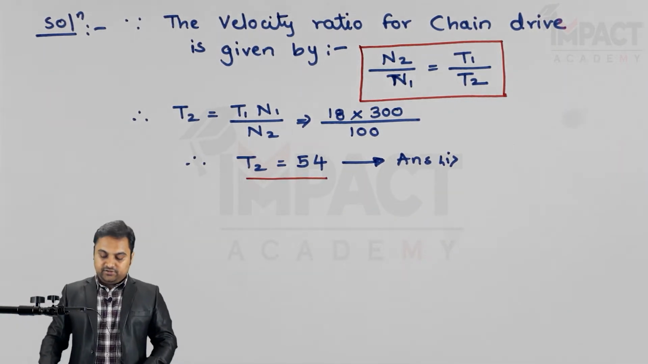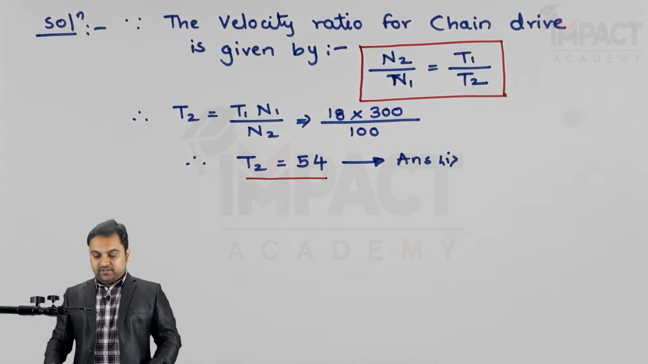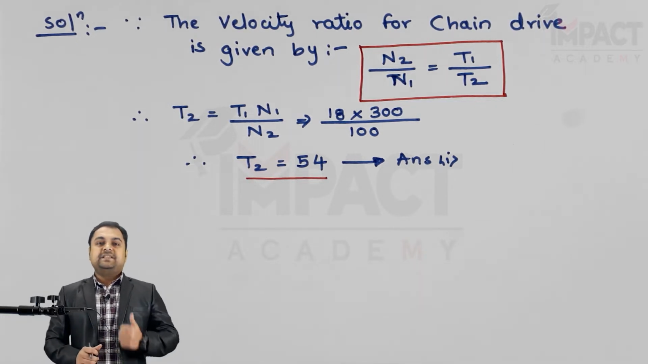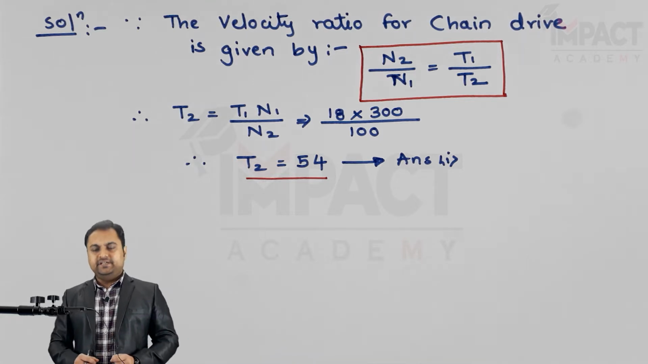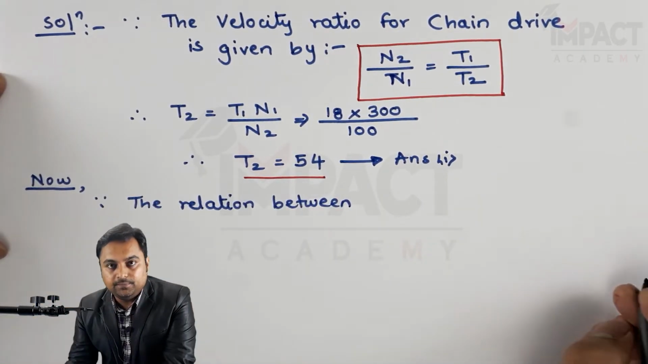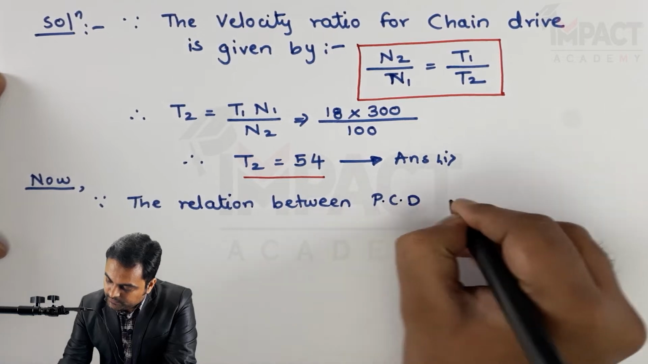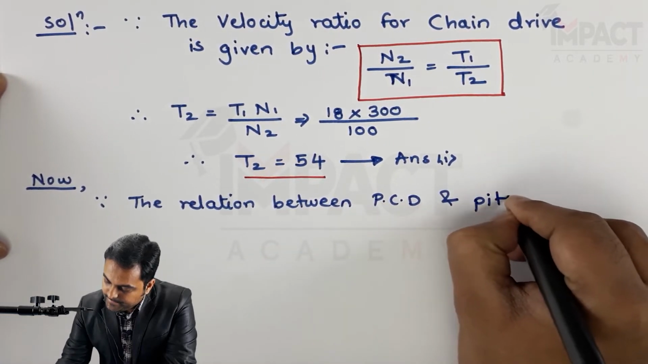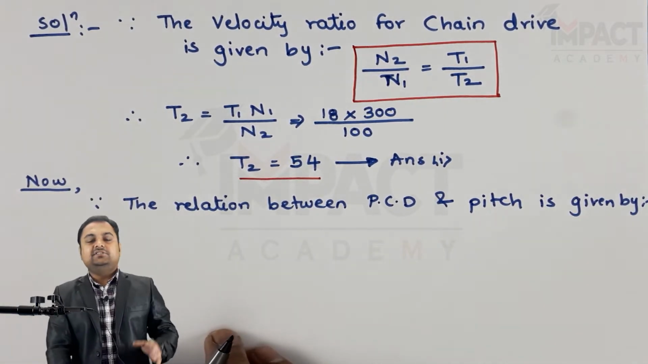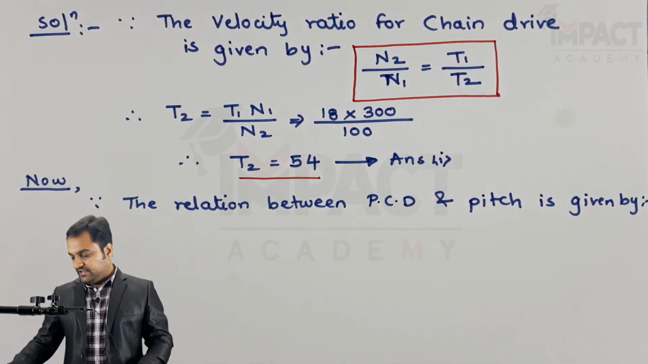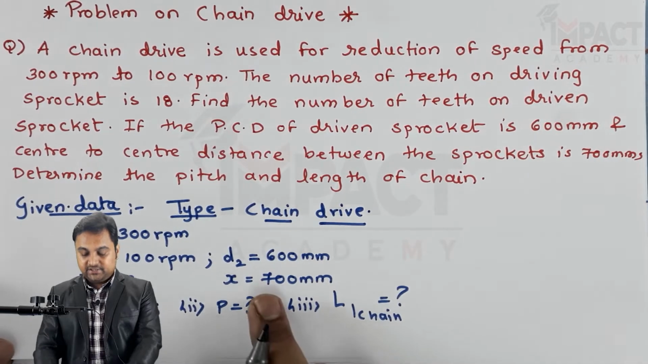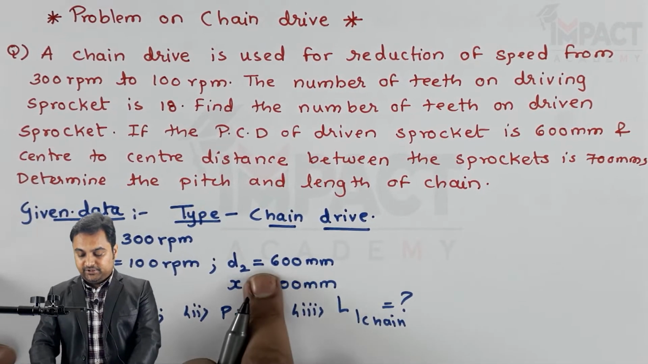Next, after we have reached up till here, that is the number of teeth on the driven sprocket, I am going to use the formula relating pitch circle diameter and pitch, in order to get the value of pitch. Since the relation between PCD and pitch is given by, now as T1, T2 both are known, and in this case even D2 value is known, because D1 is not with us, that is the diameter of the driving sprocket, but D2 is there.